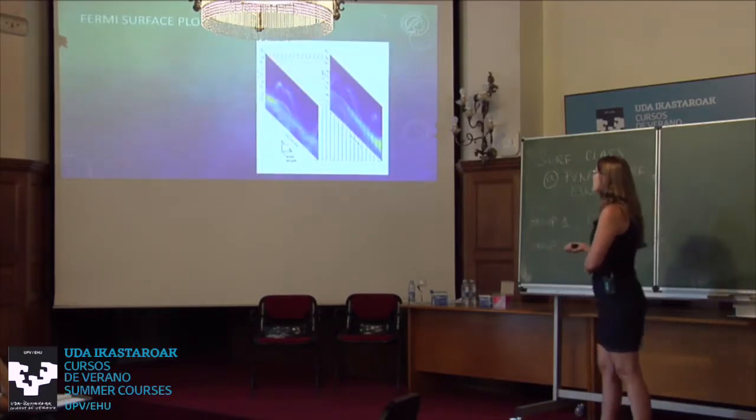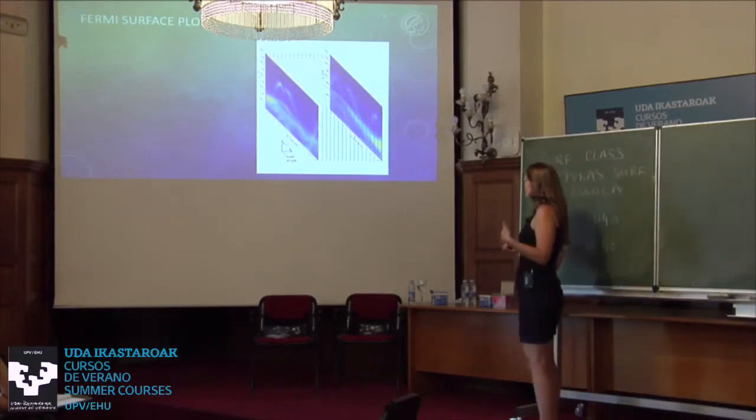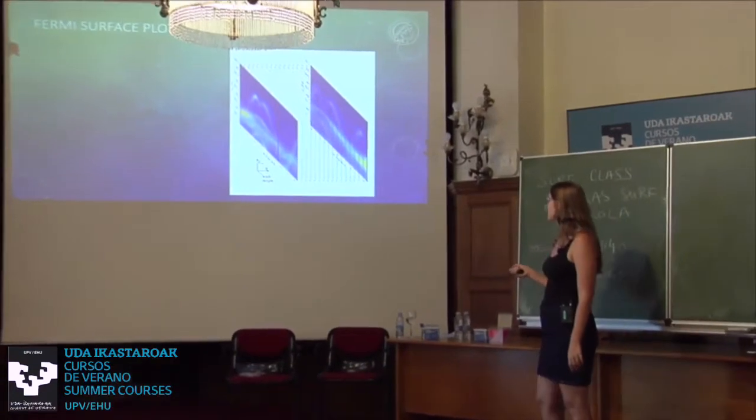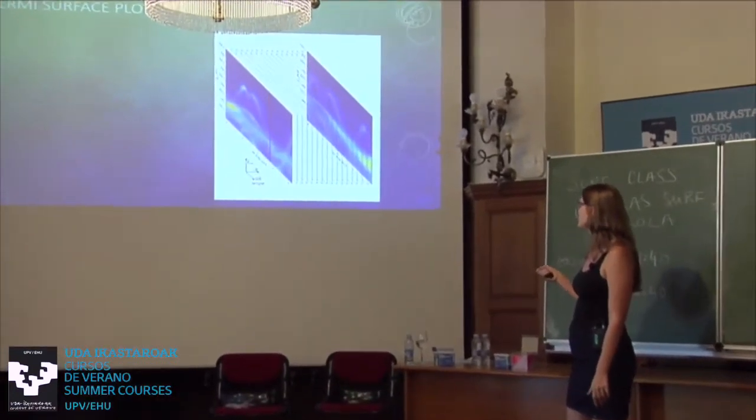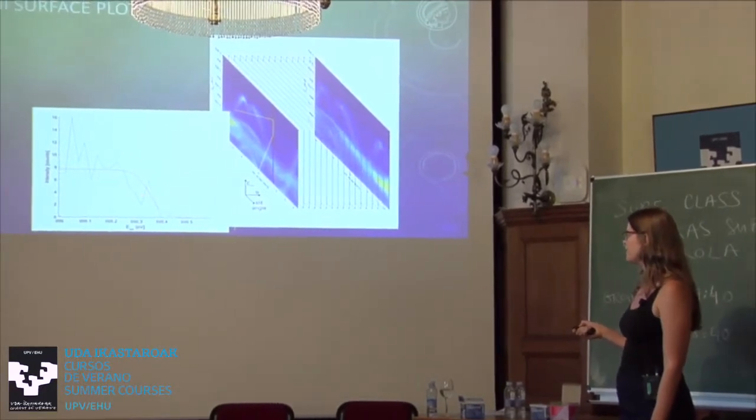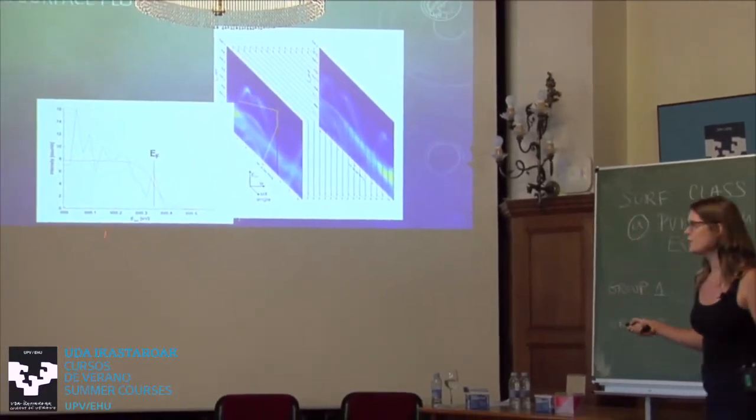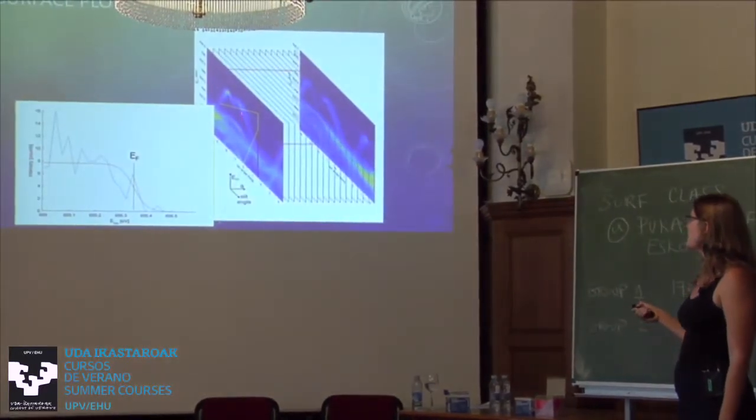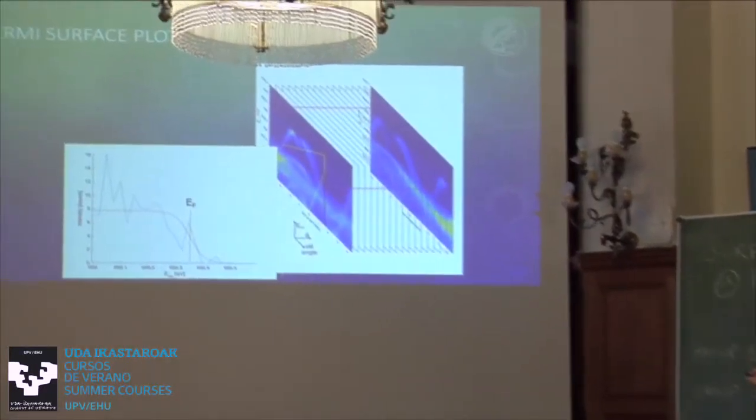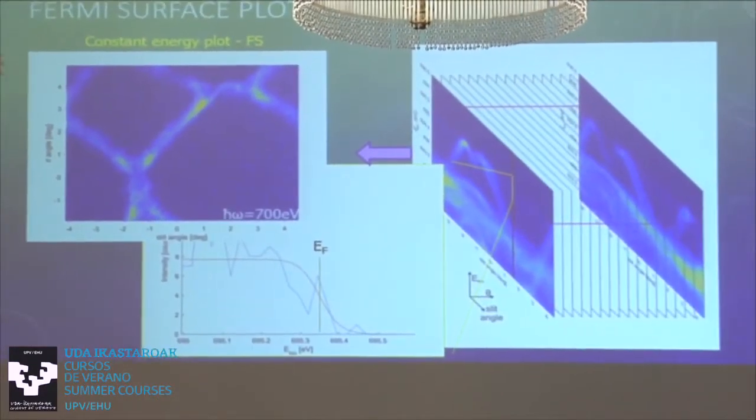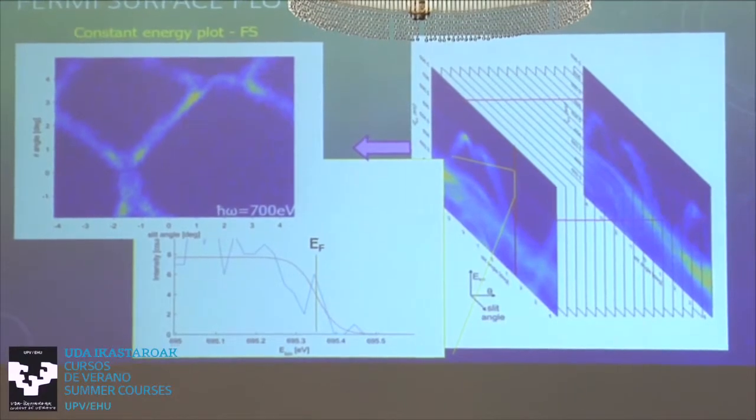You can also make a constant energy or Fermi surface plot. If you want to do that, you first have to figure out where your Fermi level is. So you take one of the individual EDCs here, and you fit it to the Fermi-Dirac function to figure out where the Fermi energy is located. And then you can take a slice through your data cube along exactly this energy and get a constant energy plot or a Fermi surface map out of this.